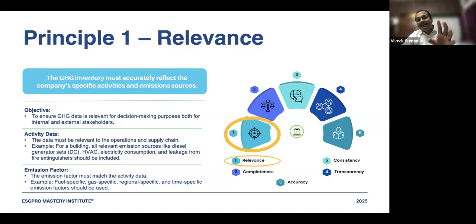And here, this also helps you to kill a major problem in carbon accounting or ESG initiatives. You know what is the major problem of carbon accounting or ESG initiatives altogether?